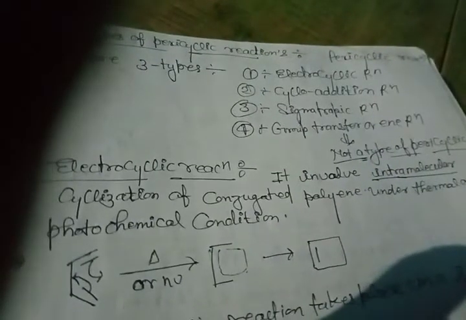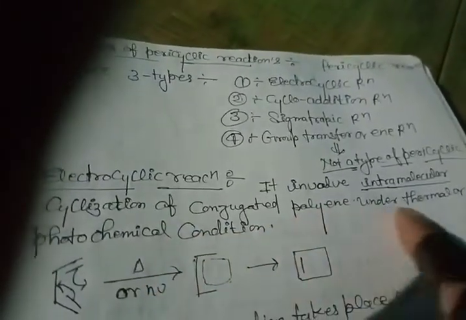It involves intramolecular cyclization of a conjugated polyene under thermal or photochemical conditions. See here, in presence of heat or light, this bond breaks, and this bond breaks from this one through a transition state and forms cyclobutene. Electrocyclic reaction takes place in a single molecule. See here, this bond goes here, this bond goes here, and this one goes here. A short transition state for a fraction of a second takes place and forms this compound.